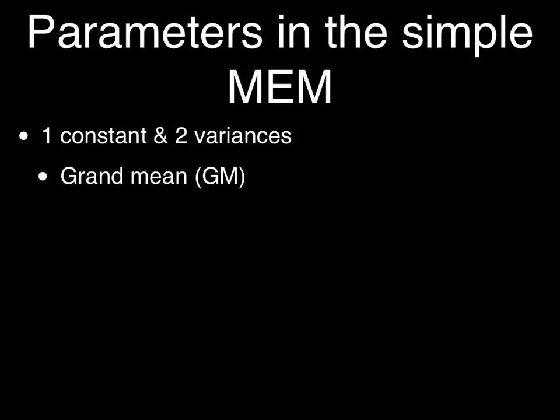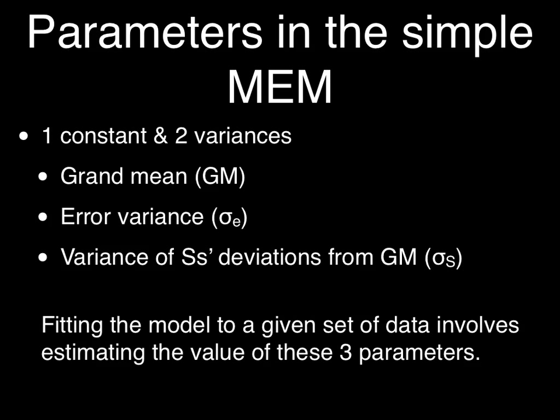So I guess just to back up and contrast that with ANOVA. In ANOVA, typically, ANOVA attempts to simply subtract this out, whereas in the context of mixed effects models, we're trying to explicitly estimate sigma S.